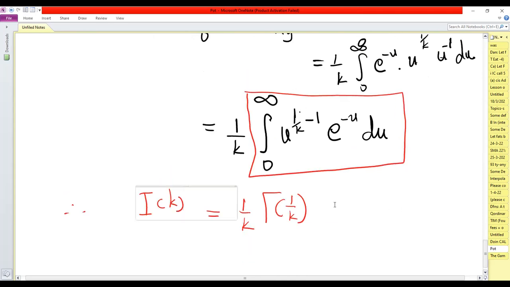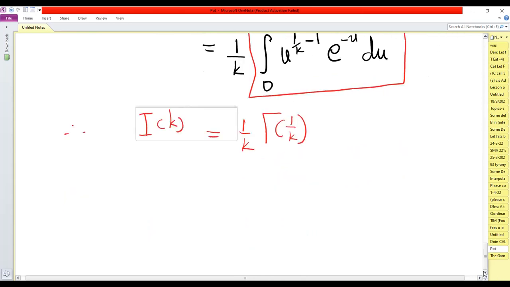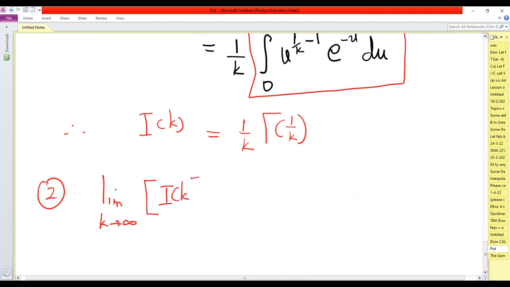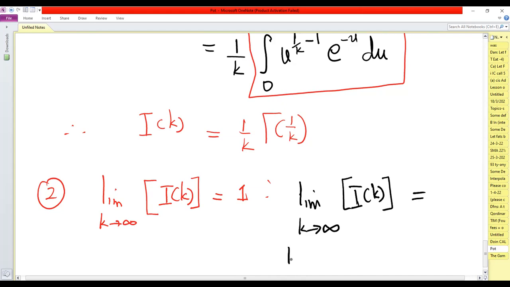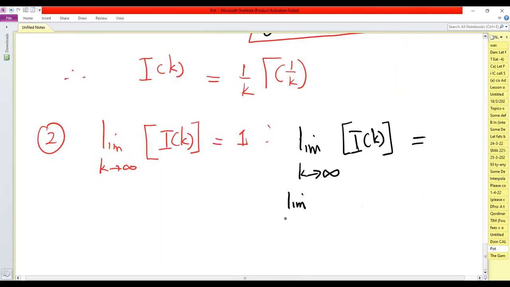Now, the second part was to show that the limit as k approaches infinity of this integral I gives a value of 1. Now, the limit as k approaches infinity of this integral I will be given by the limit as k approaches infinity. I have already in the first part calculated the value of the integral. So it'd be 1 over k, gamma of 1 over k.